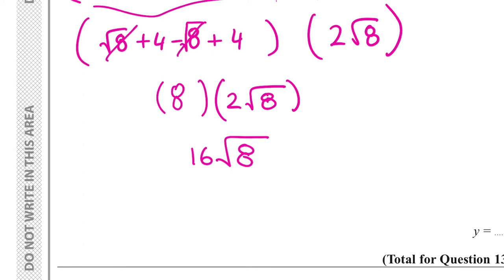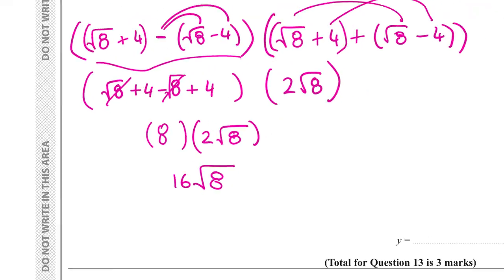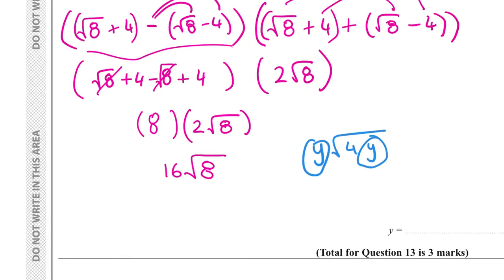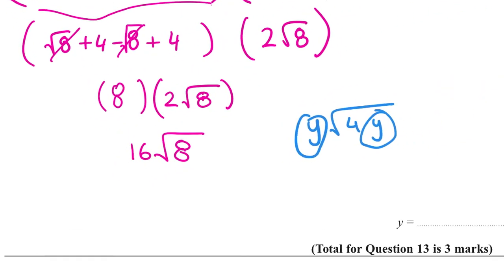Okay. Now, what we have to do is convert this to get the y root 4y. So these two y's have to be the same. Okay? So far we've got 16 and 8, right? What is the lowest common multiple? 8. Highest common factor. 8. We need to use 8. So 16 is the same as 8 times 2.